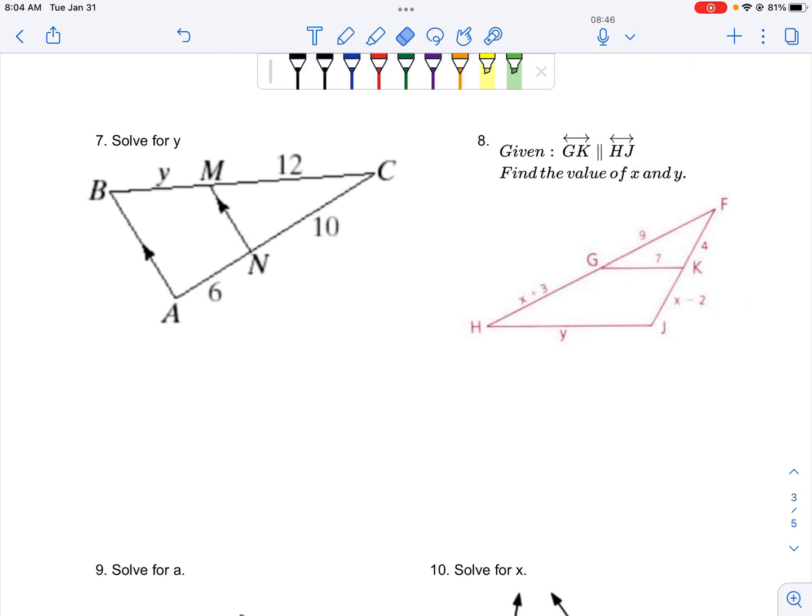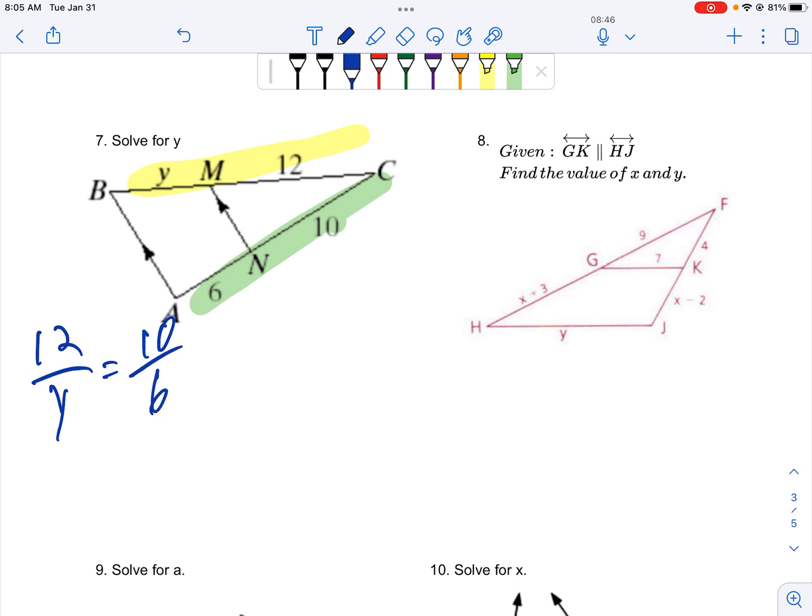All right, here we go. Let us solve for y in number 7. All right, looking at the side splitter theorem. So I always say compare this side to this side here. Okay, so I'm going to make a proportion 12 over y, a ratio of the yellow, equal to a ratio of the green, just like that.